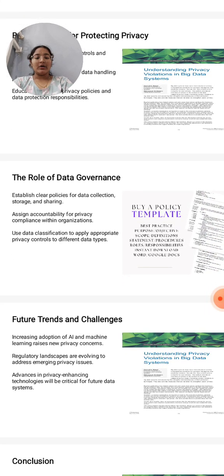The next slide is about the role of data governance. Establish clear policies for data collection, storage, and sharing. Assign accountability for privacy compliance within organizations. Use data classification to apply appropriate privacy controls to different data types.